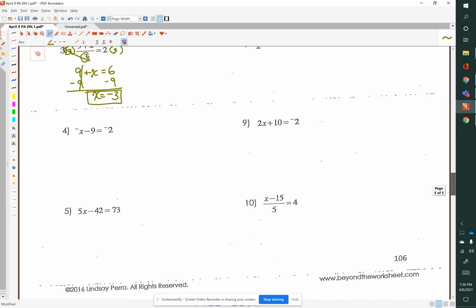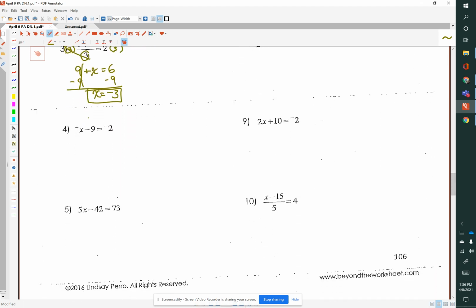And in number 4, x minus 9 is negative 2. So I'm going to isolate x by adding 9 to both sides. Cancels here, and x equals 7. Negative 2 plus 9 are 7.